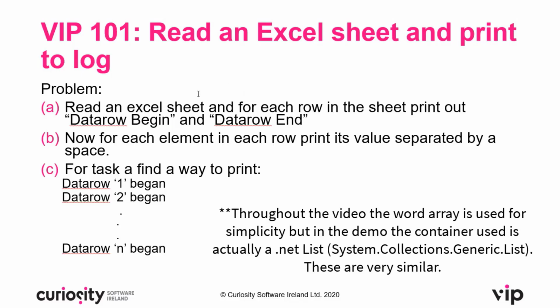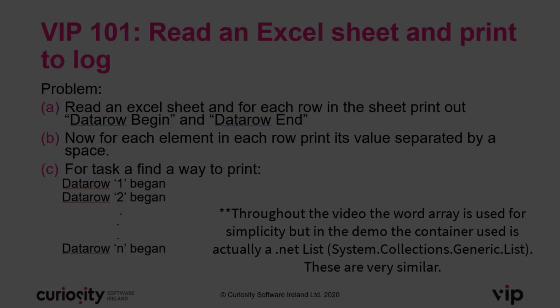And so this is VIP 101, and what we're going to do is read an Excel sheet, and we're going to print various things to the log. The problem here is to read an Excel sheet, and then for each data row in the sheet, we're going to print out data row begin and data row end. So let's go to VIP.